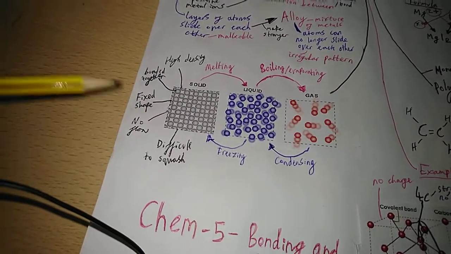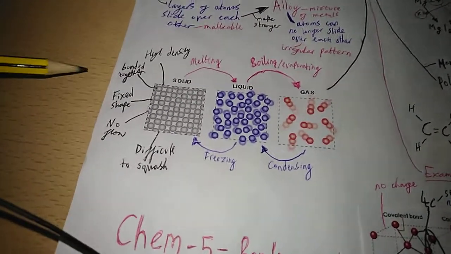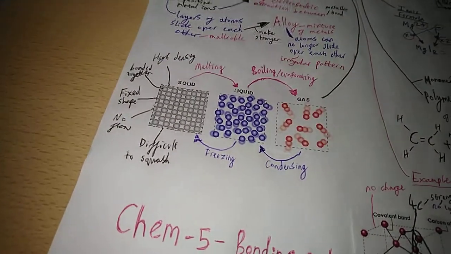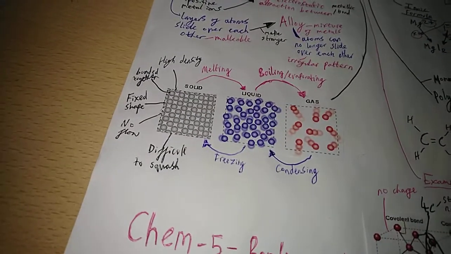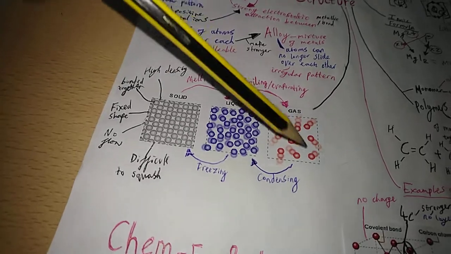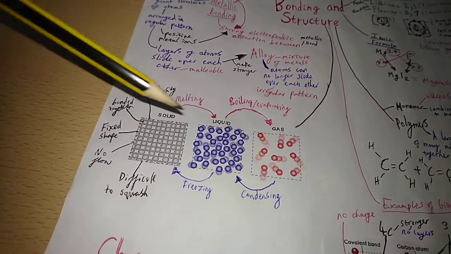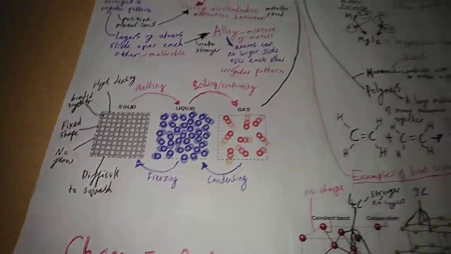So solids are difficult to squash, they don't flow, they have a fixed shape, they're bonded together, and they have a high density. And all these things decrease. So the density goes down, and easiness to squash goes up. They all change throughout the states: not bonded together, no fixed shape, they flow.